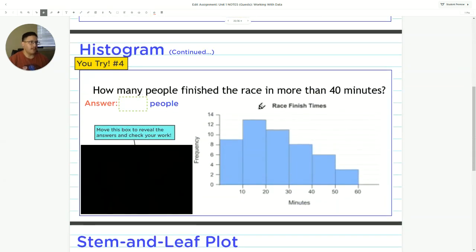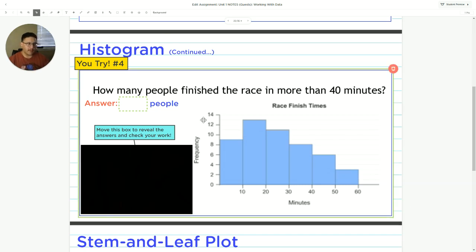Okay, now you try. How many people finished the race in more than 40 minutes? More than 40 minutes. So, pay attention to what the question is asking. It's asking for more than 40. So there's going to be certain parts of the graph you're not going to include. It has to meet this criteria. More than 40.